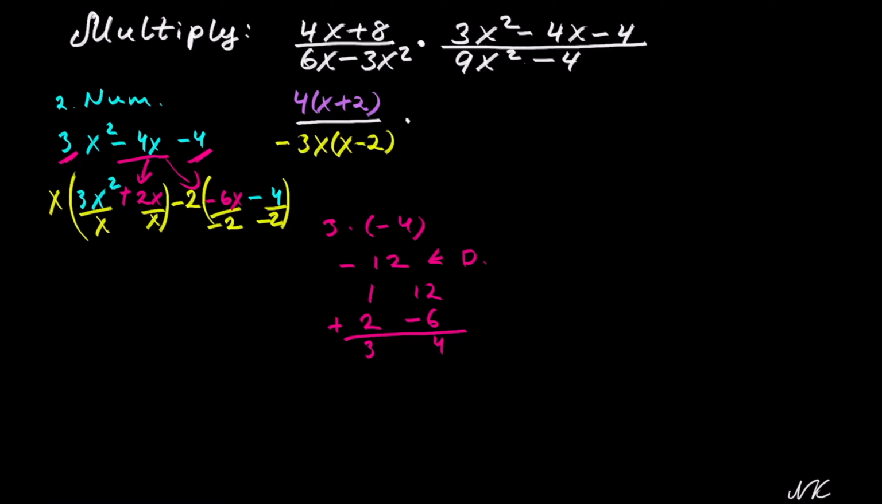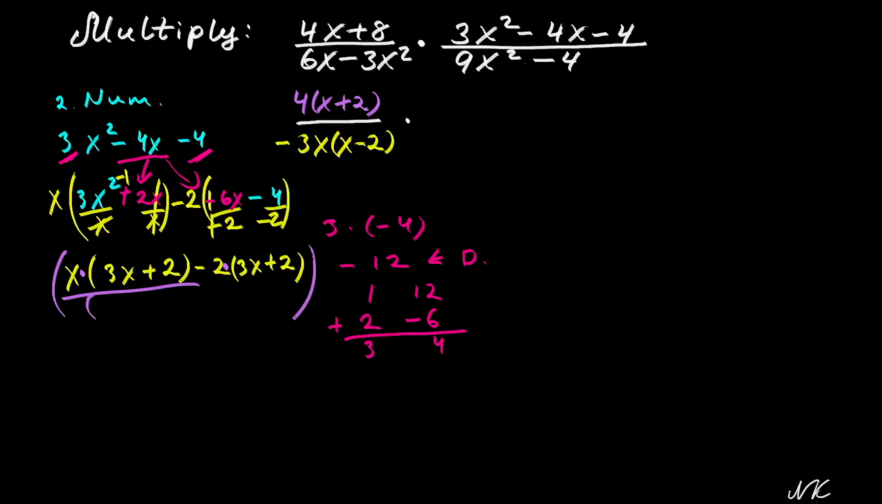This will give us x times 3x squared divided by x. We get 3x plus 2x divided by x. This cancels, so we just have 3x plus 2. Minus 2 times negative 6 divided by negative 2. Negative and negative will cancel into positive. 2 goes into 6 three times, so we have 3x. Negative 4 divided by negative 2, we get a positive 2. We have a common factor of 3x plus 2. So let's factor out 3x plus 2.